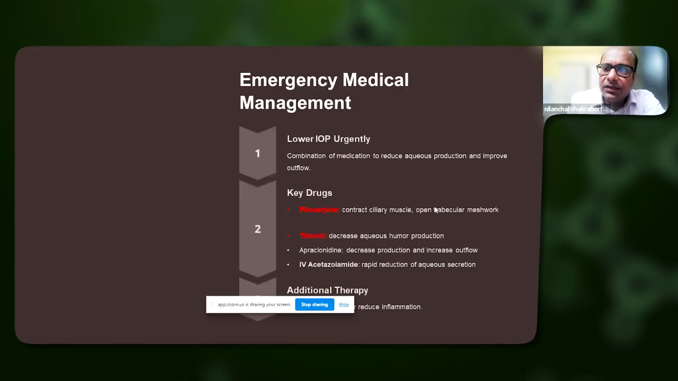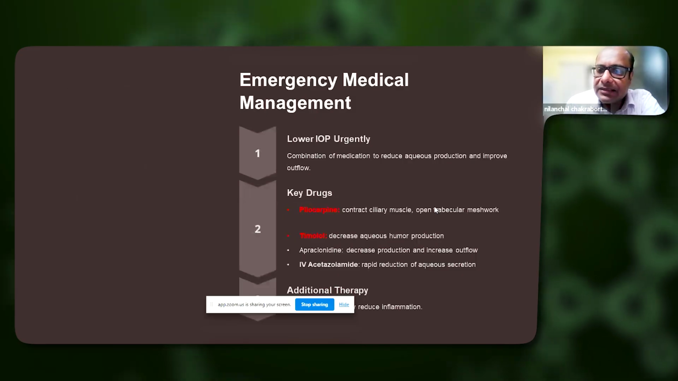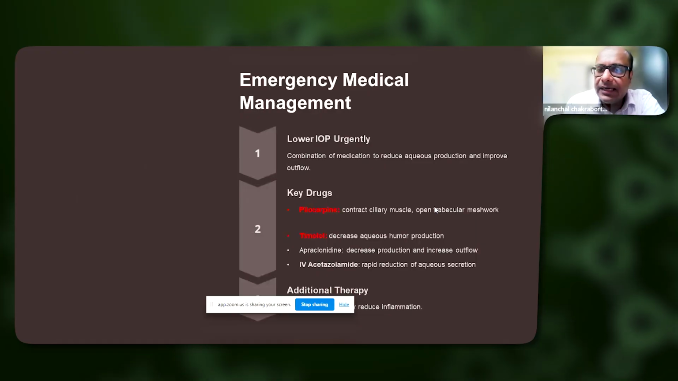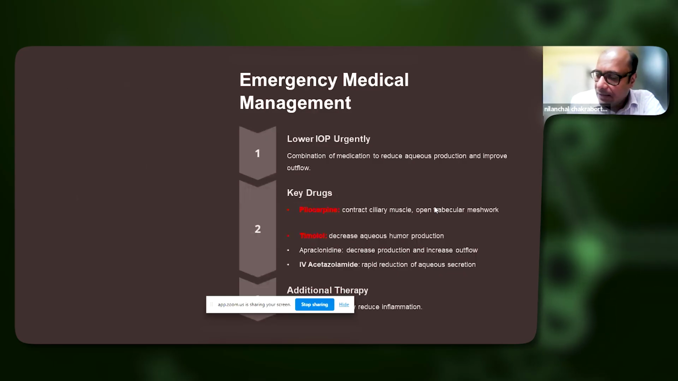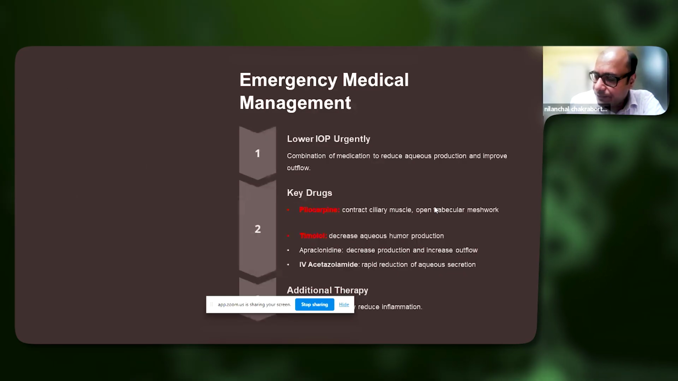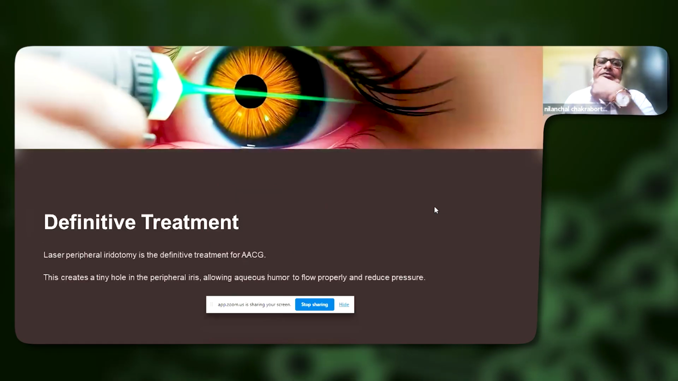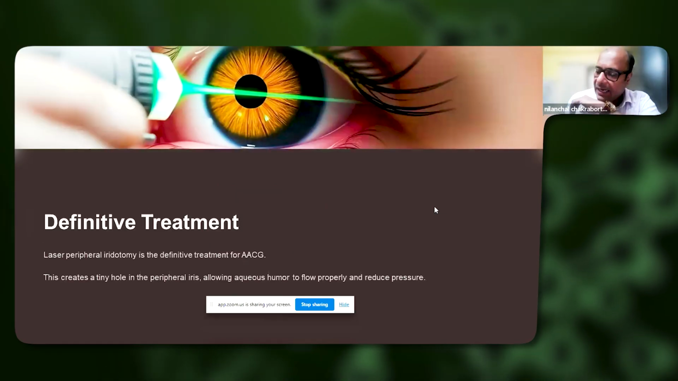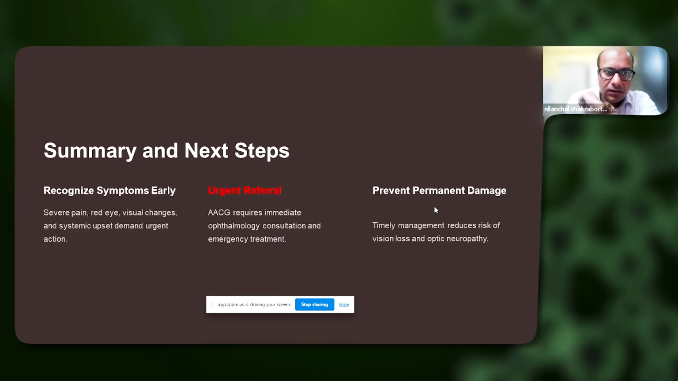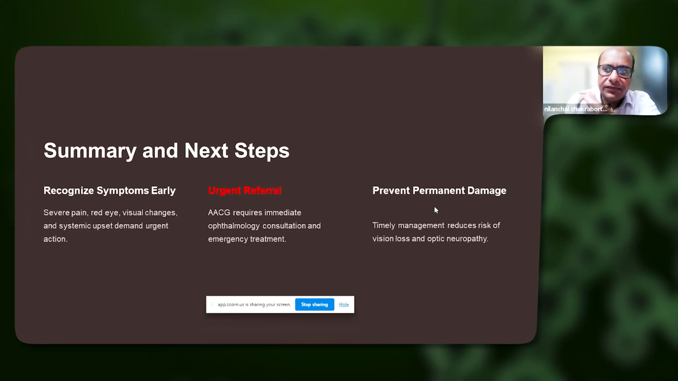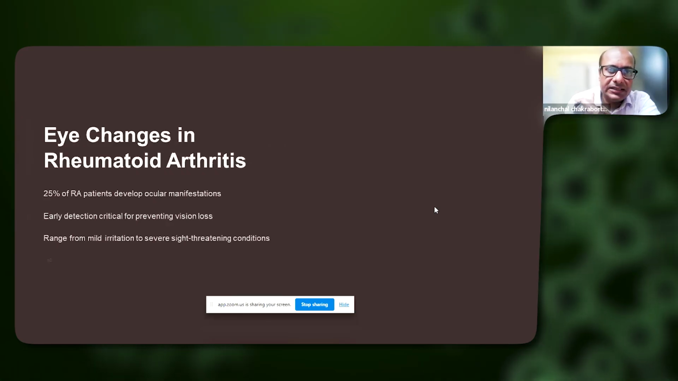And the first choice of drug is pilocarpine, which constricts the ciliary muscles and opens up the trabecular meshwork. Otherwise, timolol is the other drug of choice. Definitive treatment is, of course, laser peripheral iridotomy. And urgent referral is there for any ophthalmological emergencies.